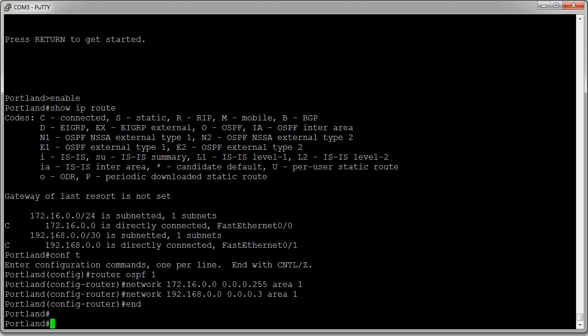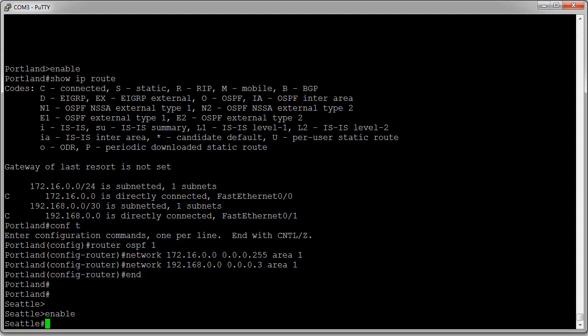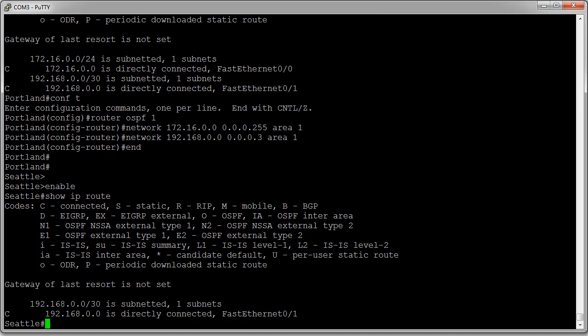Now I'm going to switch over to the other router. I'm moving my console cable from the Portland router to the Seattle router, and press enter a few times on my PuTTY terminal. And then I can go from user mode into privilege mode. I can show my routing table with the show IP route command. I can see once again I am still not getting anything from any routing protocols.